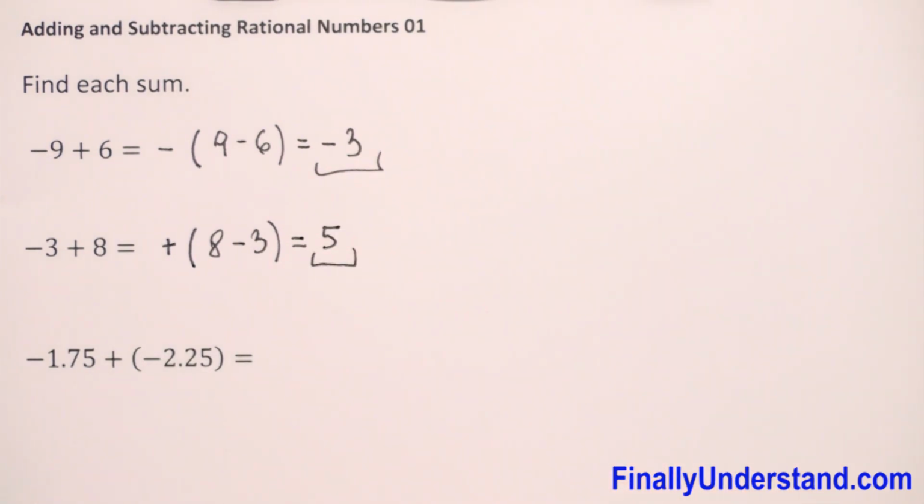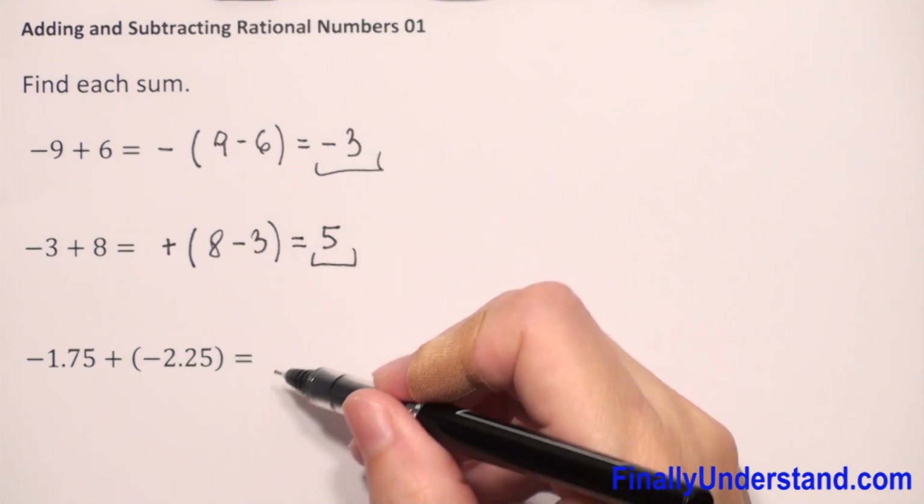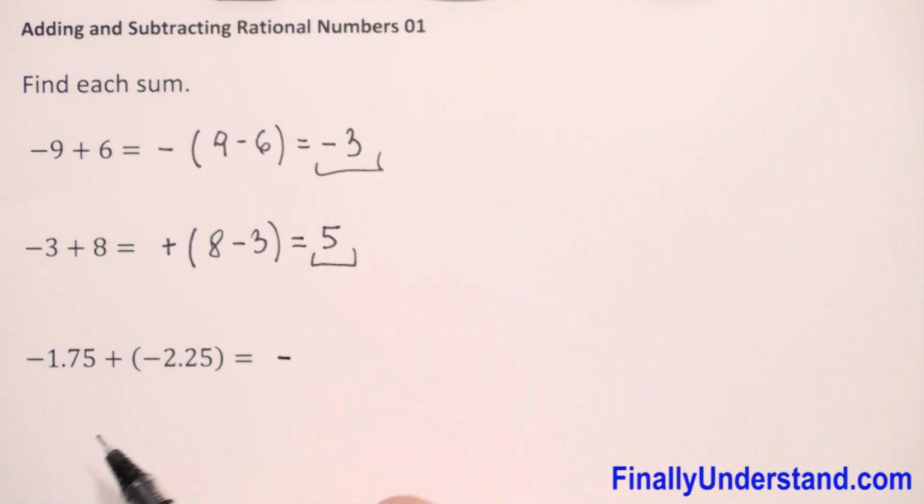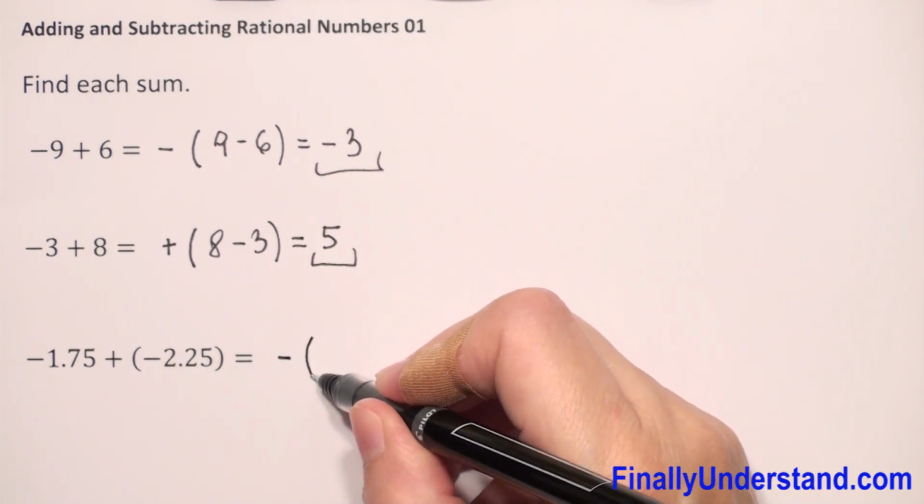Next example, now we have addition of two rational numbers, both of them negative. For adding rational numbers, we use the same rules as for adding integers. So when we have two negative numbers, we copy the negative sign and we just add these two numbers.